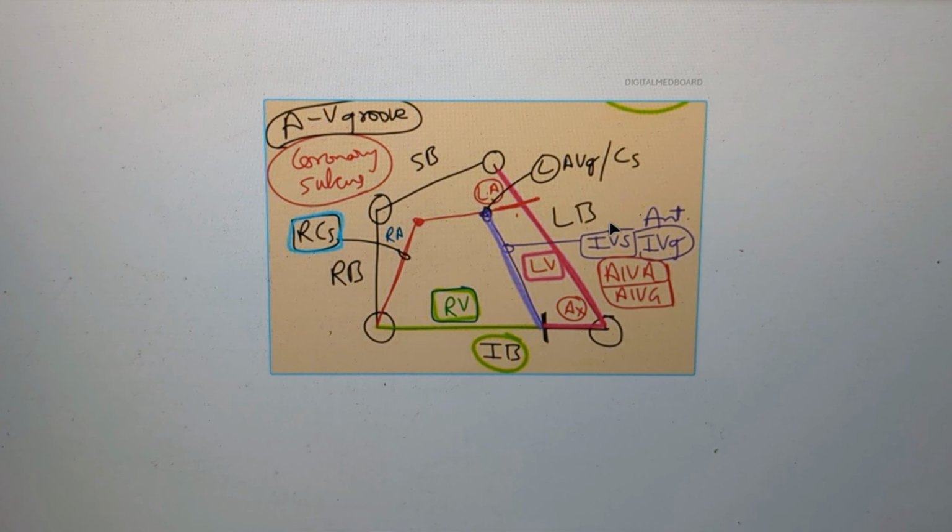The artery that supplies this region is remembered by the mnemonic AIVA/AIVG, meaning anterior interventricular artery in the anterior interventricular groove, which supplies the anterior interventricular septum.